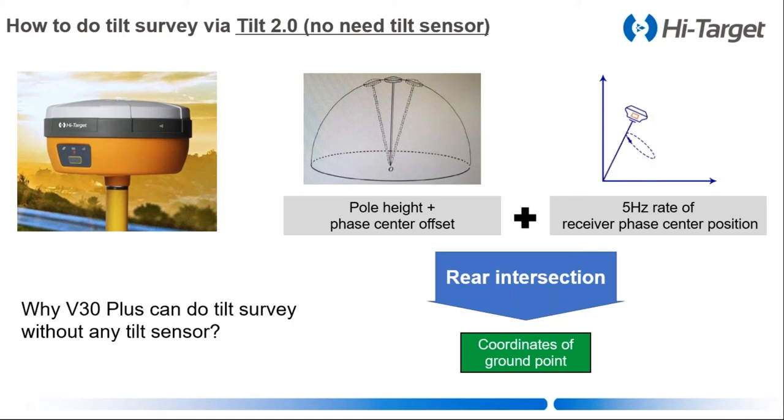Okay, let's talk about how it works. The distance from the phase center to the ground point is constant, and it will not change during shaking the pole. The receiver will provide 5 hertz coordinates of the phase center during shaking the pole. With these two pieces of information, the software will work out the coordinates of the ground point by resection. In other words, the software knows the points on the ball and the radius of the ball, so the ball center can be worked out. It's just a geometric issue.